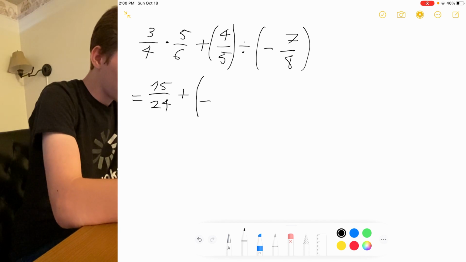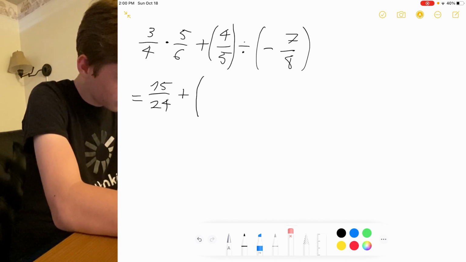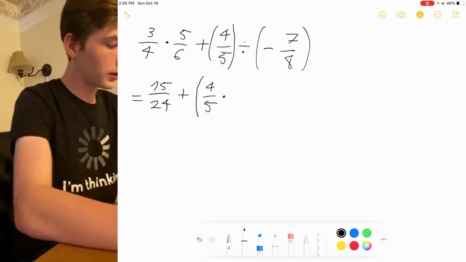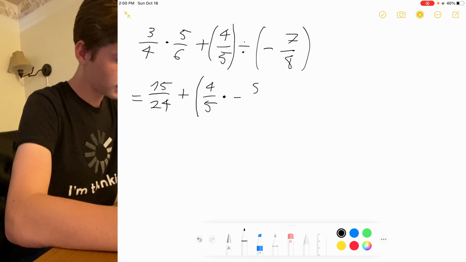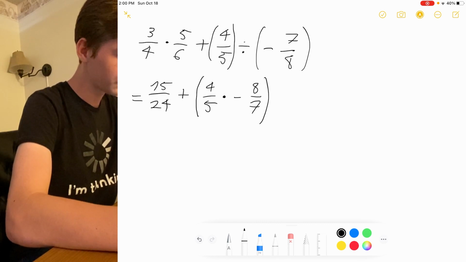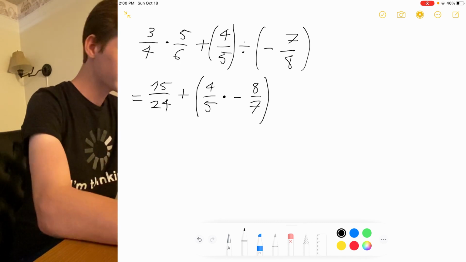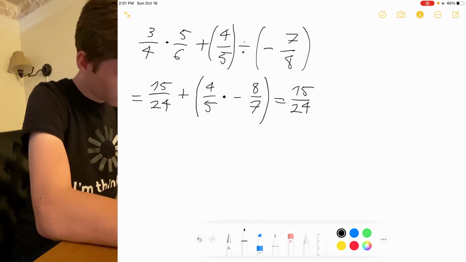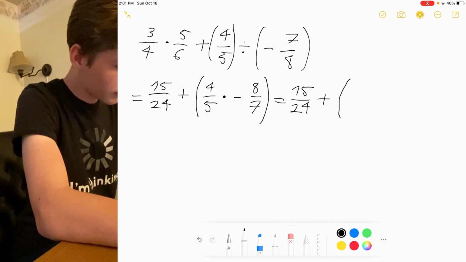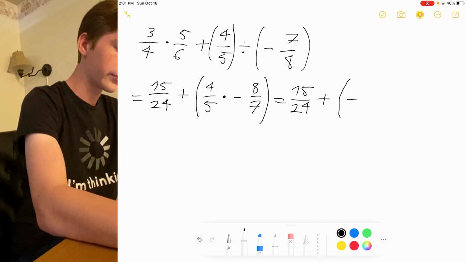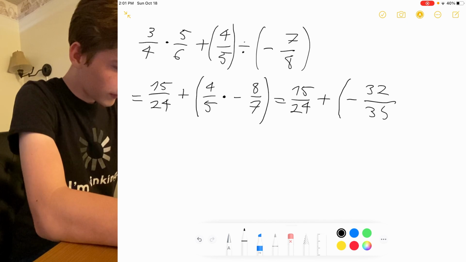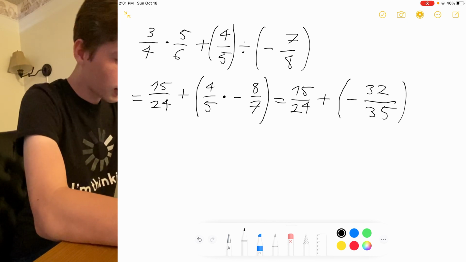Okay, 4/5 divided by negative 7/8. So how do we do division of fractions? We multiply by the reciprocal. So that's the same as 4/5 times negative 8/7. The reciprocal doesn't change the negative at all. Now we can say this is equal to 15/24 plus, and it's going to be negative because we're multiplying with different signs. 4 times 8 is 32, and 5 times 7 is 35. So that's what we're going to have.